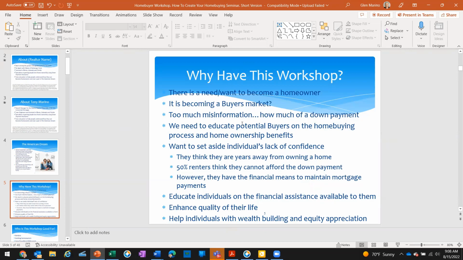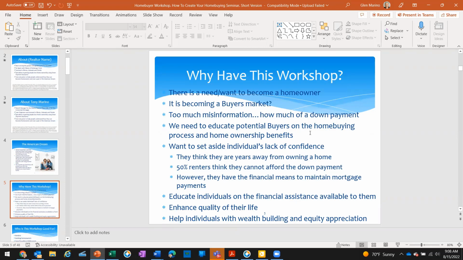But there's too much misinformation about how much of a down payment I need. Is it 20% that I need for a down payment? We need to educate potential buyers on the home buying process and on home ownership benefits. We want to set aside the individual's lack of confidence in the home buying process or becoming a homeowner. They think that they're years away from owning a home. 50% of the renters think they can't afford the down payment.